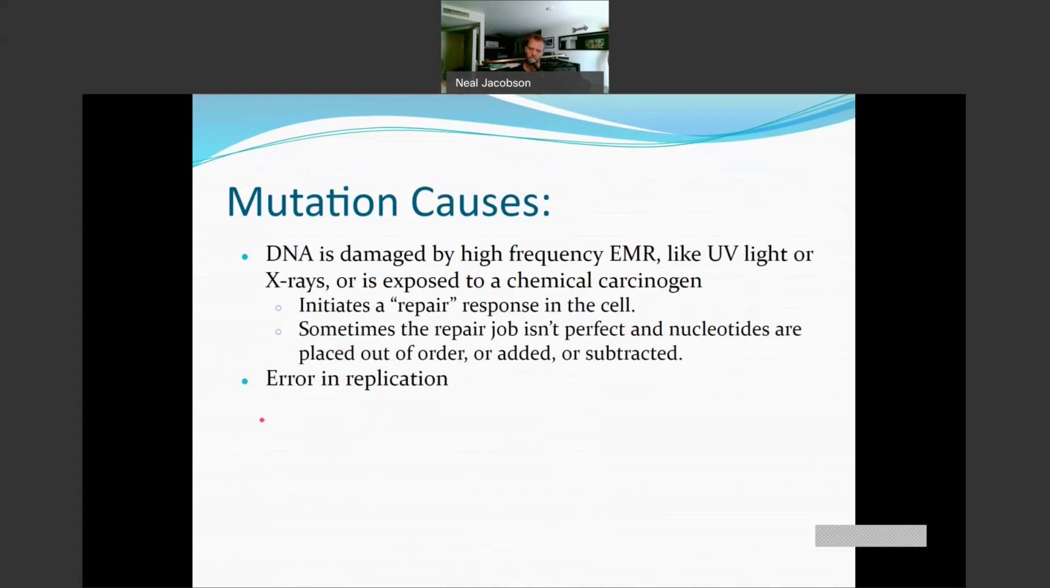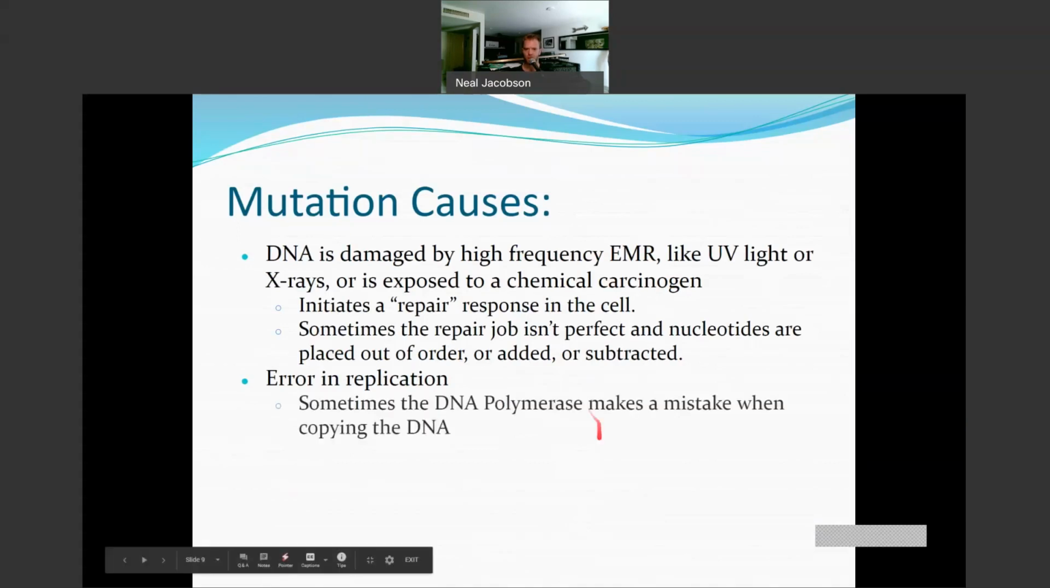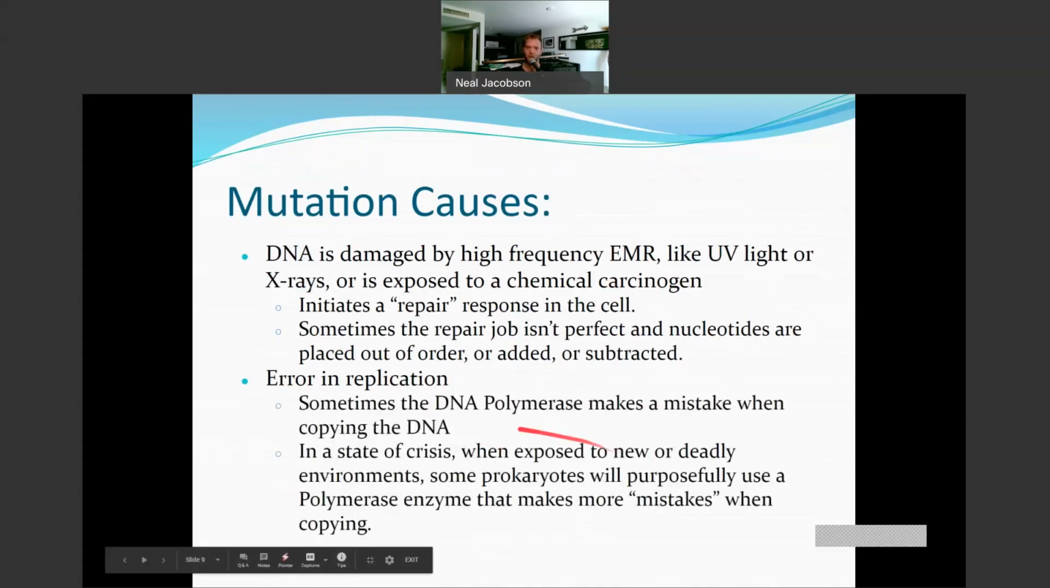And then there's another enzyme that comes along and scans the DNA to make sure that there's no bubbles or anything weird. And if it finds one, it's going to do the best job it can to figure out what happened and cut it out and put the right stuff in. But sometimes it makes a mistake there, and so there's another way. So that's in eukaryotes mostly.